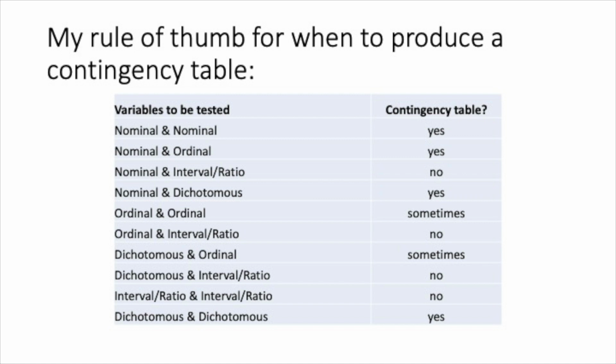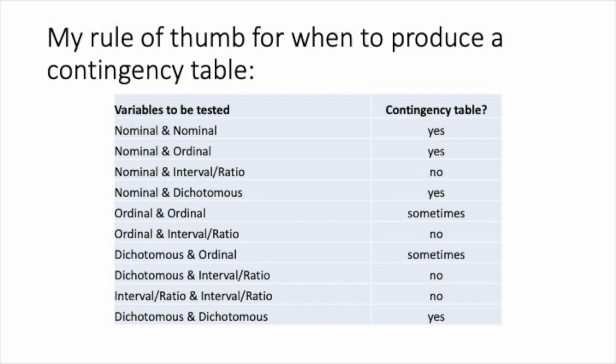Before we move to other types of bivariate analysis, here's the last slide on a contingency table. And this is my rule of thumb for when it's useful and when you'd want to produce a contingency table. You'll see on the left side, it's the table showing you different combinations of variables that you might be testing. And then I have an additional column here that says contingency table, and it's yes, no, or sometimes. All right, so for nominal and nominal, for example, you would want to make a contingency table. That's a useful way of visualizing the associations that you have.